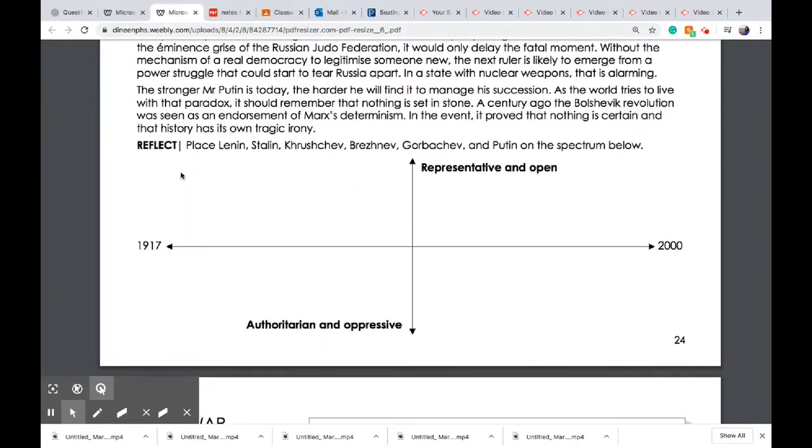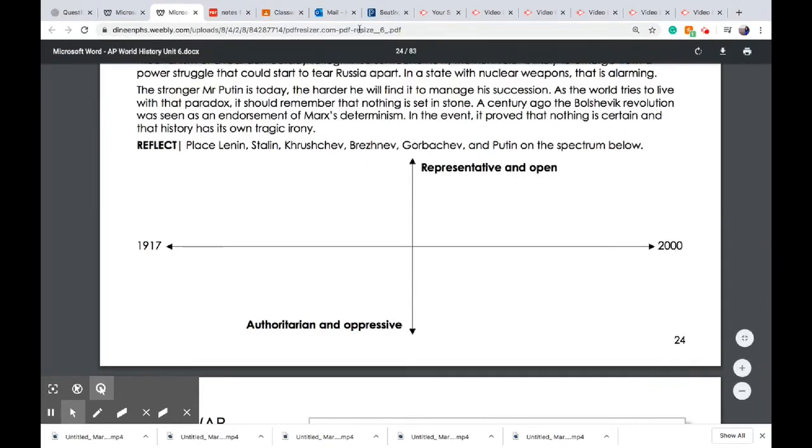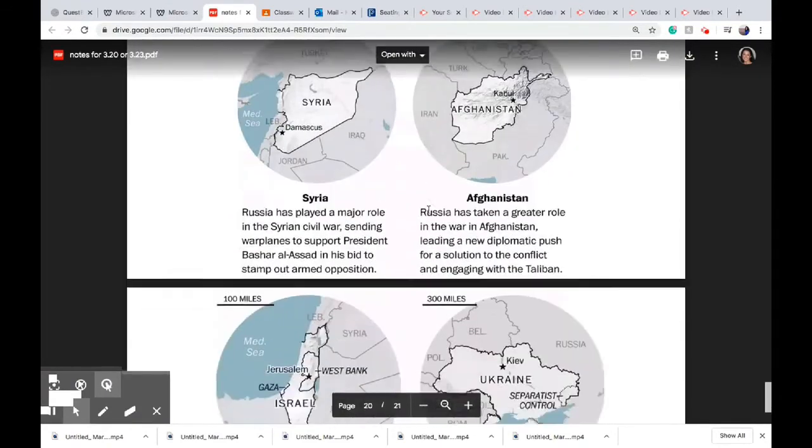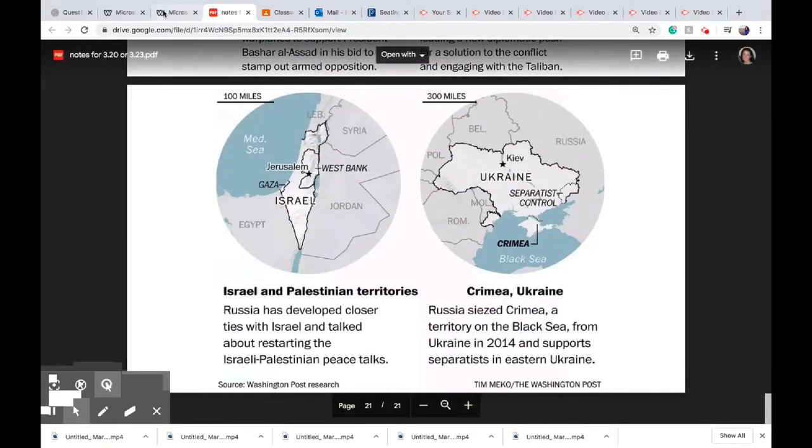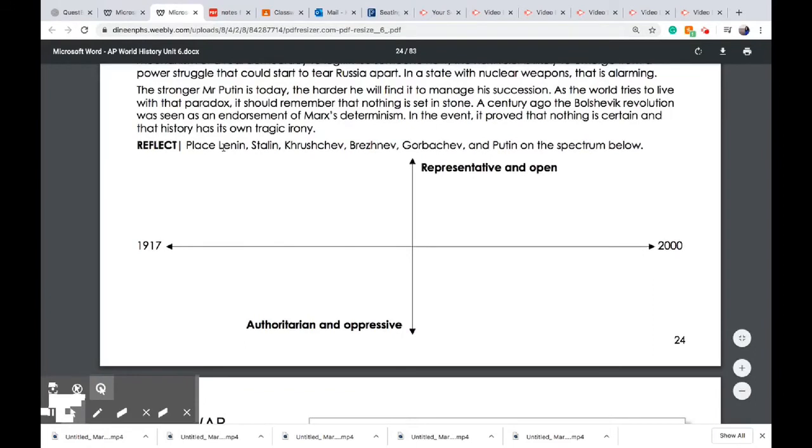So after you read and take a look at some of the slides that go through Russia's involvement abroad today, you can place Lenin, Stalin, Khrushchev, Brezhnev, Gorbachev, and Putin on this matrix. It's not really a spectrum, is it? Oh, wait. Oh, yeah, it is a spectrum, because here we just have the y-axis. This is just over time. I'm not going to count that. So from authoritarian and oppressive to representative and open, where would you place each of these leaders in comparison to one another?